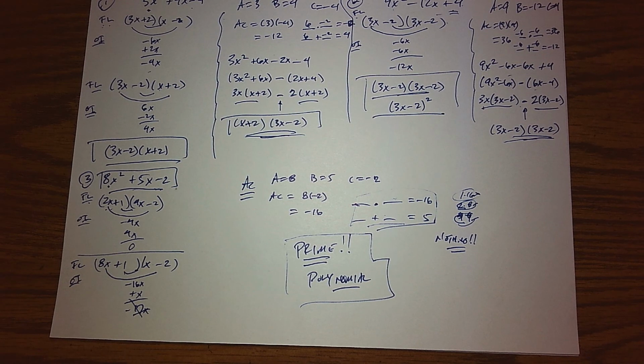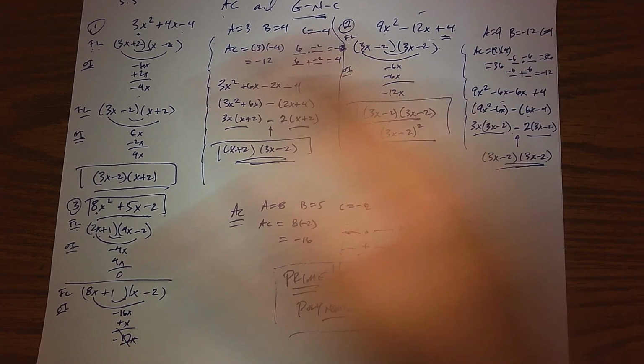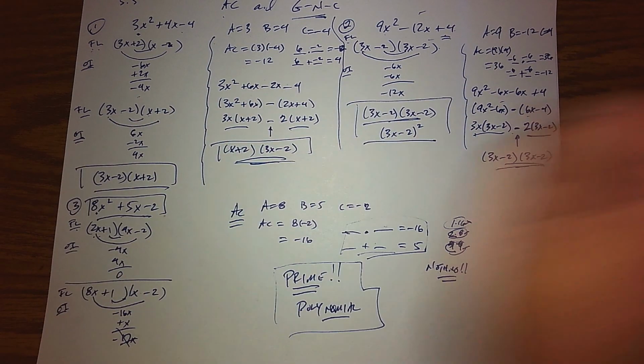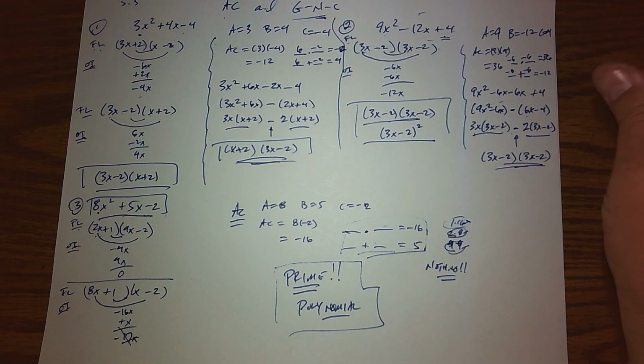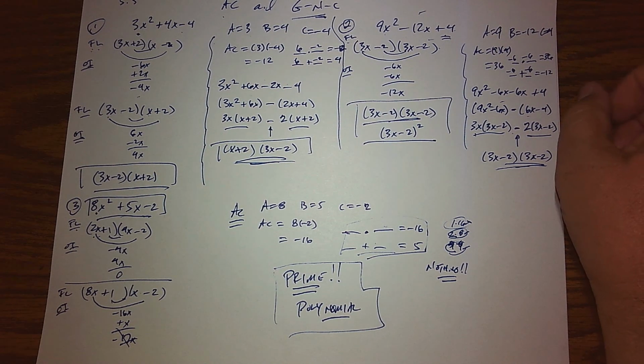But there you go. So three different attempts, and we're looking at the AC method and the guess and check together. You decide which one works. They both work. They both have their advantages. They both have their disadvantages. And you guys just need to practice like crazy, because factoring trinomials is definitely a skill that's not going away.